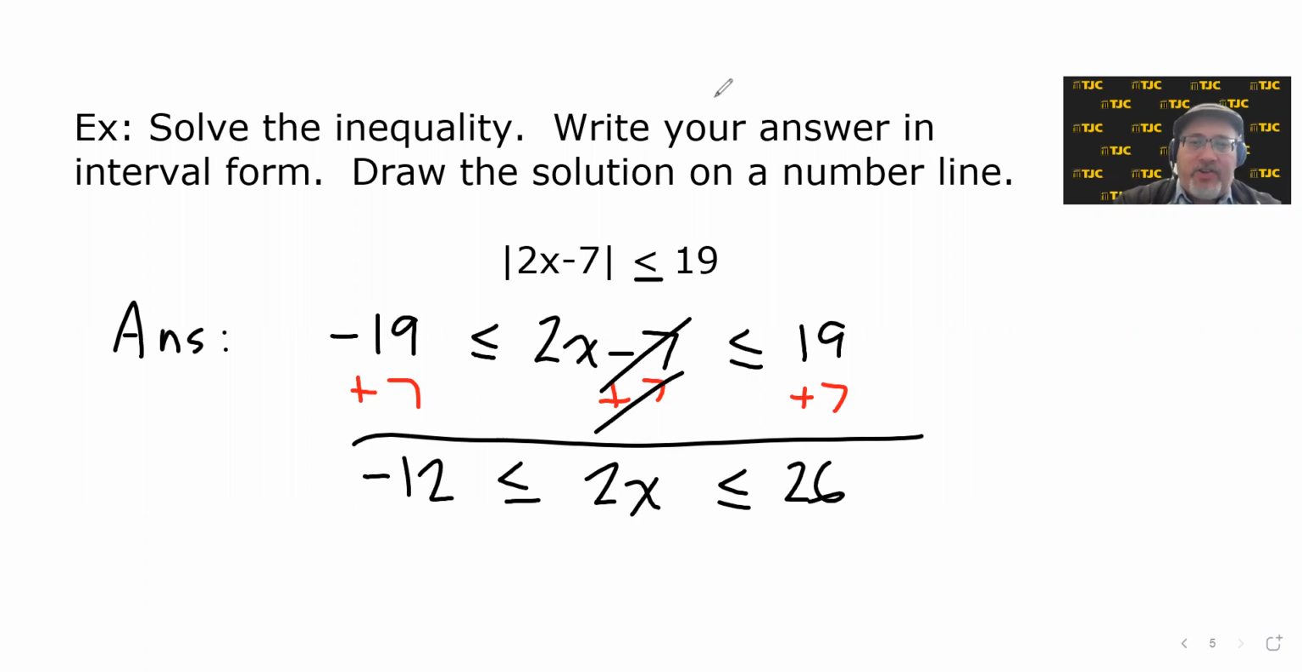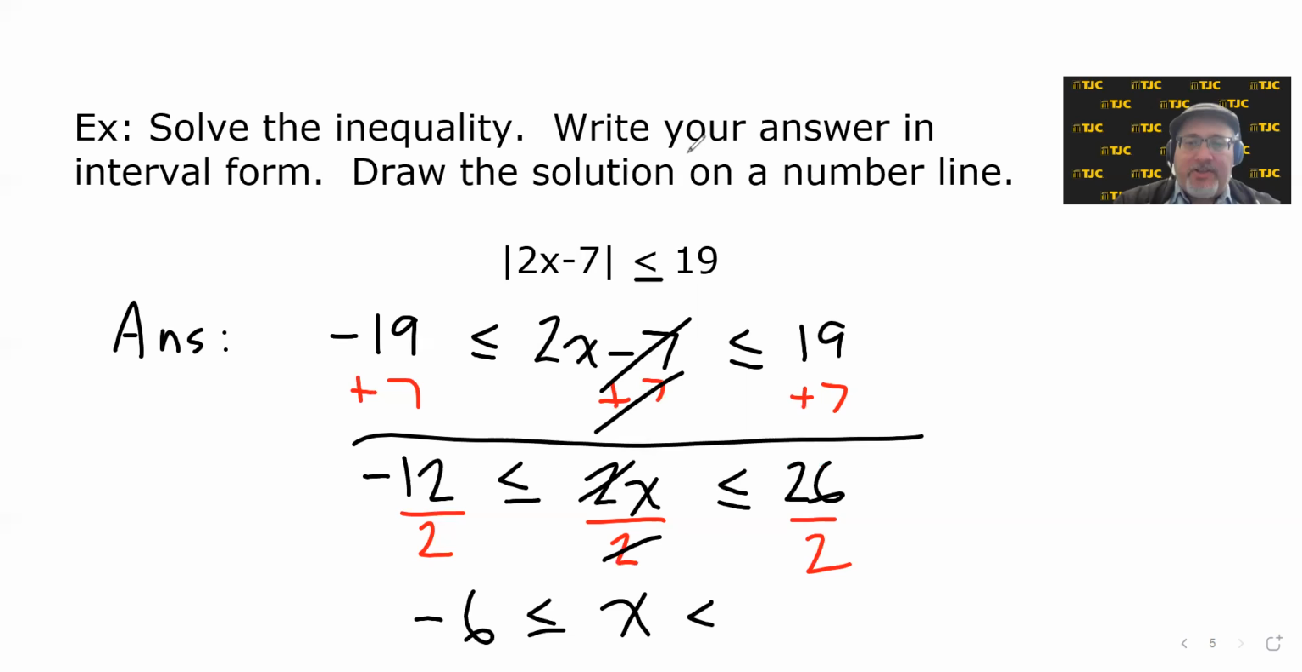And then to finish solving for x, we'll divide the middle by 2, which means we divide both the left and the right by 2. On the left, negative 12 divided by 2 is negative 6, less than or equal to. In the middle, the 2's cancel, leaving the x, less than or equal to. On the right, 26 divided by 2 is 13.